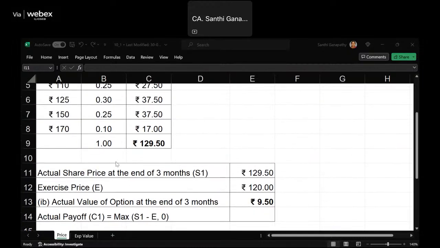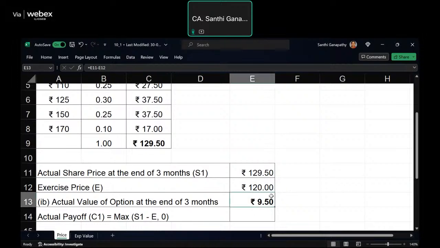Next. The share price at the end of 3 months, what is stated in the problem? That if this expected price prevails, the actual share price at the end of 3 months is 129.5. Exercise price is 120. So the actual value of the option will be 9.5. This is the actual deal.